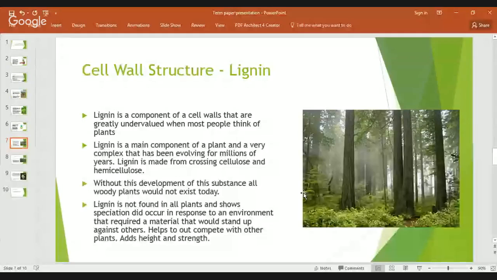All right, then here is where we get to lignin. People underestimate lignin. You cannot have these big plant structures that we have today without this. It's a main component of some of these cell walls, and it's made from crossing the cellulose and hemicellulose. So it's just a different arrangement of this plant material. Without this, we would not have many woody plants that we do today. It's not found in all plants, and it's just a response of plants to the environment, such as they want to grow bigger than other plants, or they can live in places where other plants can't be. It's all about avoiding competition.